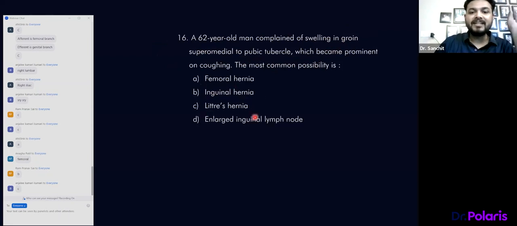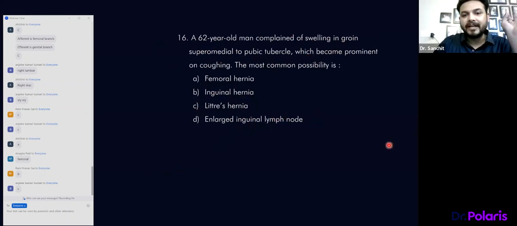Okay. Litter's hernia is not something like this. Litter's hernia, Anjali, is basically a protrusion of the Meckel's diverticulum. It is a condition in children where the Meckel's diverticulum protrudes out of the abdominal wall. That's called Litter's hernia. That's something related to the Meckel's diverticulum or the intestines. Enlarged inguinal lymph node cannot be the answer because this swelling is coming out on coughing. So it has to be a hernia.